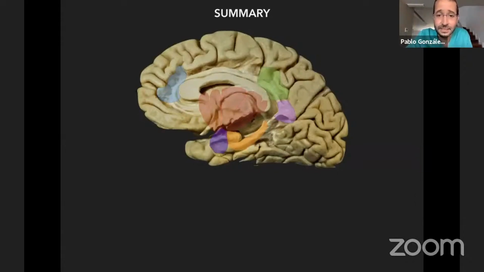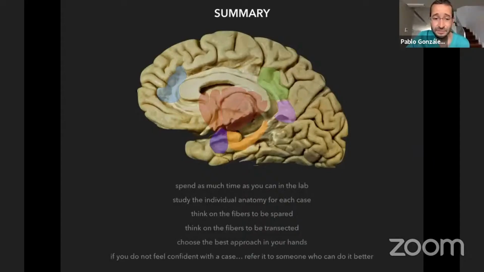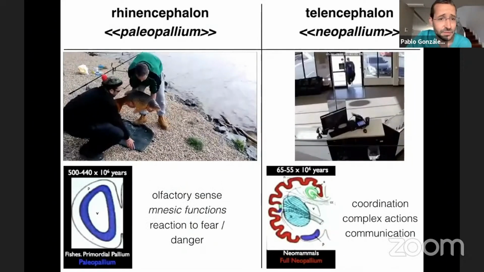And this is my last slide. I just want to summarize that you have to spend as much time as you can in the lab. I try to do it as much as I can here in Alicante, and study the individual anatomy for each single case. Think on the fibers to be spared. Think on the fibers to be transected, especially in tumor-related epilepsy. Choose the best approach in your hands, always in your hands. And if you don't feel confident with a case, refer it to someone who can do it better. I do it routinely, and I feel very well because this is the best for our patients. Let me finish with this.